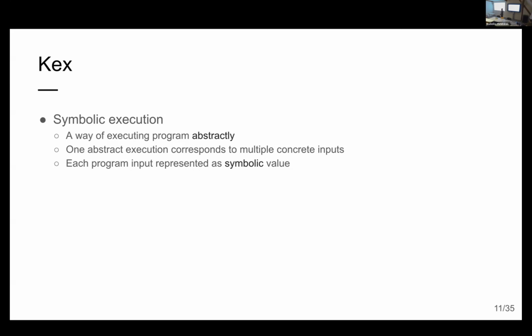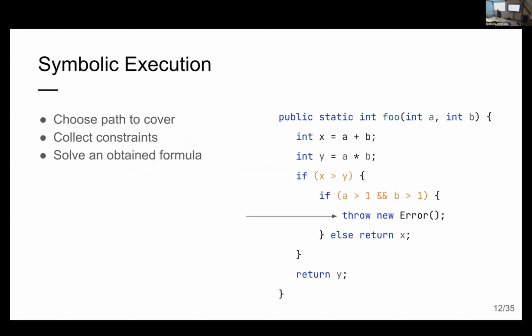Basically, we are executing the program abstractly. It gives us multiple concrete inputs, and each program is some kind of symbolic value or a set of constraints. We need to choose a path to cover. In this case, we want to cover the code that leads to the thrown exception. We collect constraints along this path, the orange ones, and we solve the obtained formula: we need x larger than y, and both a and b larger than 1. And we use the SMT solvers that were mentioned to solve it.